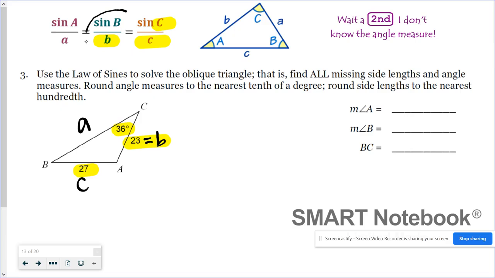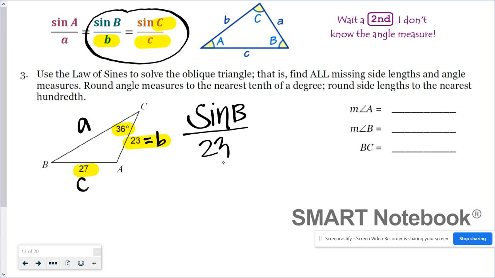We can start with these two ratios here, right? I can create a proportion for B and C, and I can use it to find missing angle B. So that's where I begin. I have sine of angle B, which is unknown, over 23 is equal to sine of angle C, which is 36 degrees, so sine of 36 degrees divided by 27. Okay, so here is where I start for this problem.